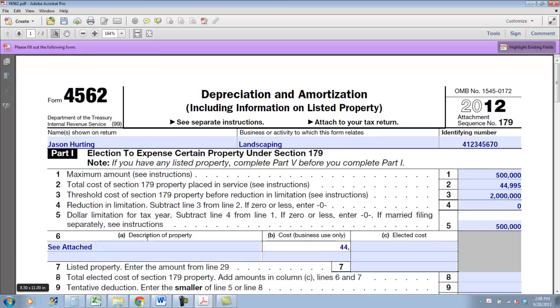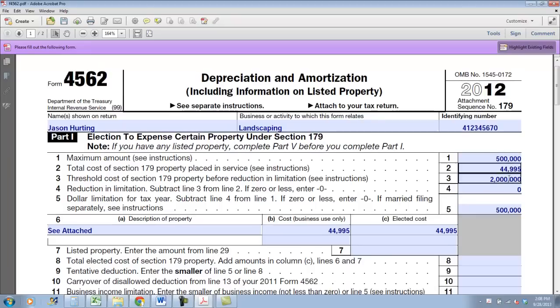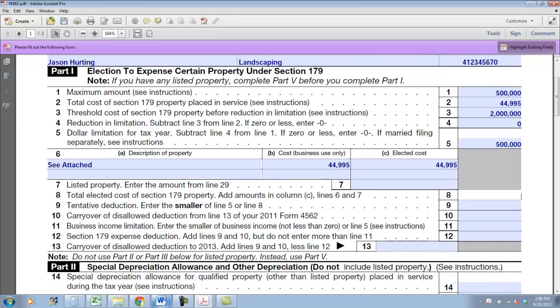And the cost of the property was $44,995. And we're taking the entire amount as section 179. So we put that on B and C. Line 8 says, enter the total of section 179, $44,995. Line 10, enter the smaller of 5 or 8. 44,995. Carryover deduction. There is no carryover. So now enter the business limitation amount. Enter the smaller of the business income or line 5.